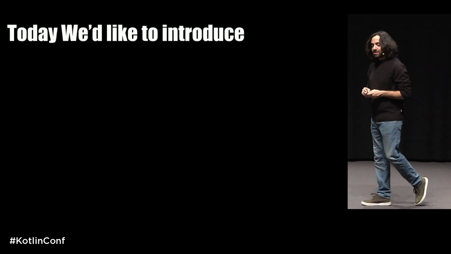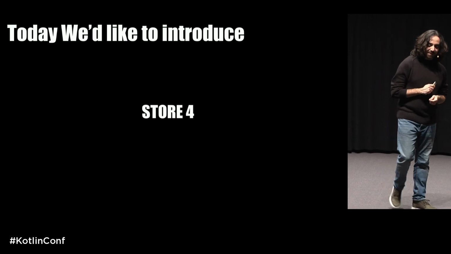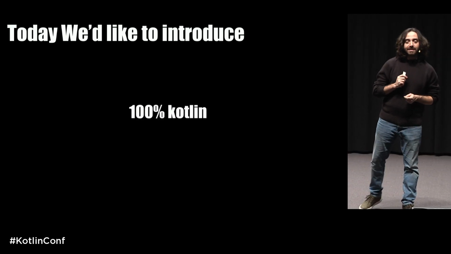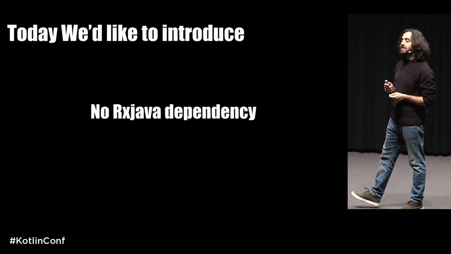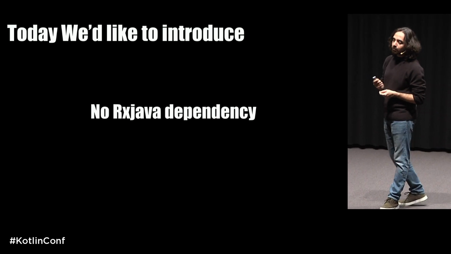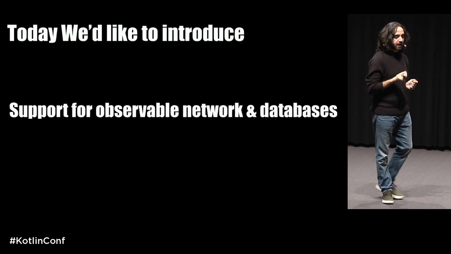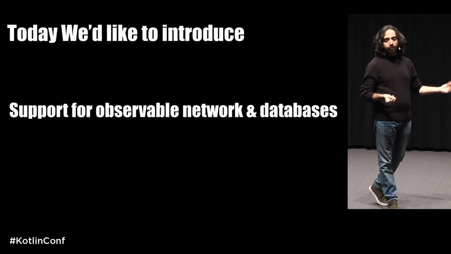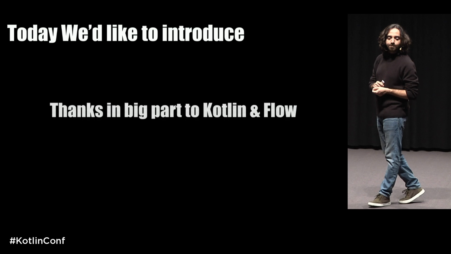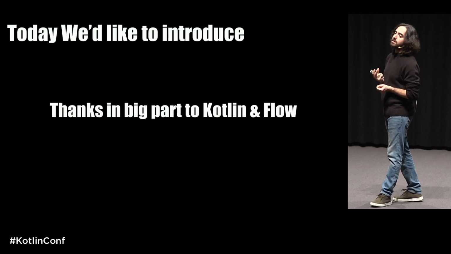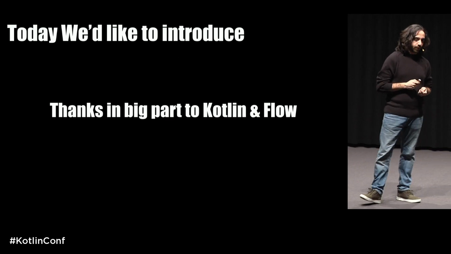Thank you. So today, we would like to introduce Store 4, the next generation Store library. It is 100% in Kotlin now. We rewrote the whole library. There is no RxJava dependency anymore. We are using coroutines and Flow. It supports observable data sources from scratch by default. Either it's your network or your fetcher, so you can use things like Room or something like a Firebase backend. And most of this is possible thanks to the nice API we get from using Kotlin Coroutines and Flow.